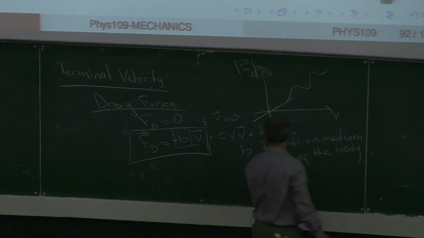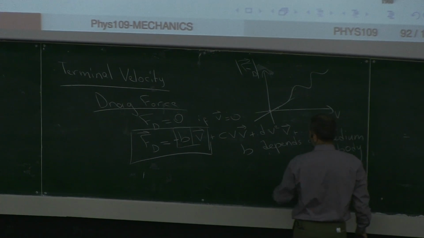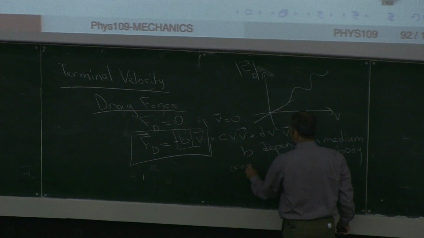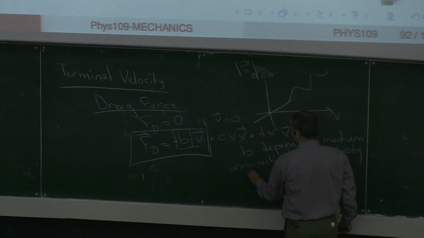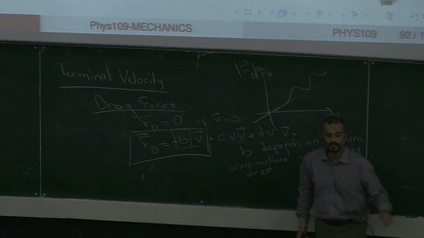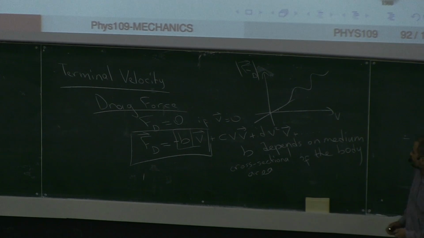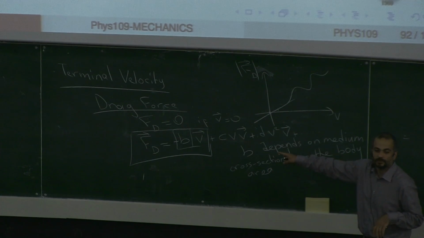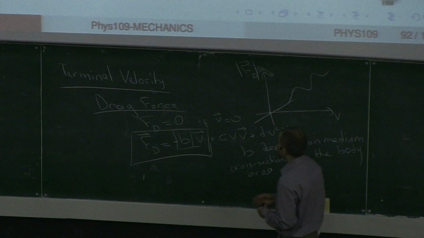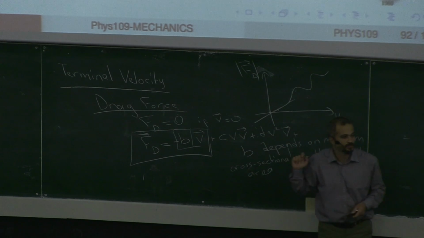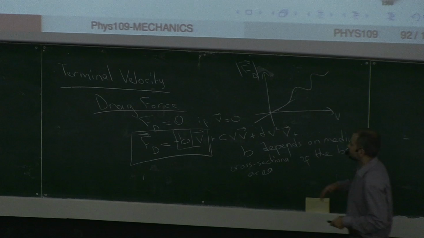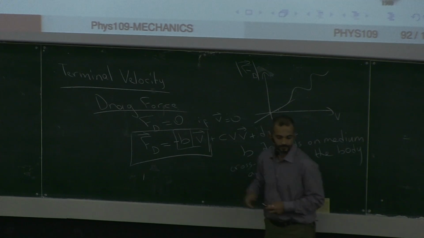Cross-sectional area. These are the things that it will depend on. The cross-sectional area and the type of the medium. It depends on the speed, because for higher speeds you need to include more terms in your expansion. But for small speeds, this will be enough for us.